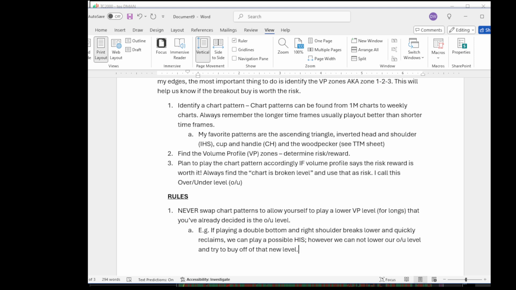Okay, let me read it again. For example, if playing a double bottom and right shoulder breaks lower and quickly reclaims, we can play a possible, man, it keeps swapping that, inverted head and shoulders. However, we cannot lower our over under level and try to buy off of that new level.